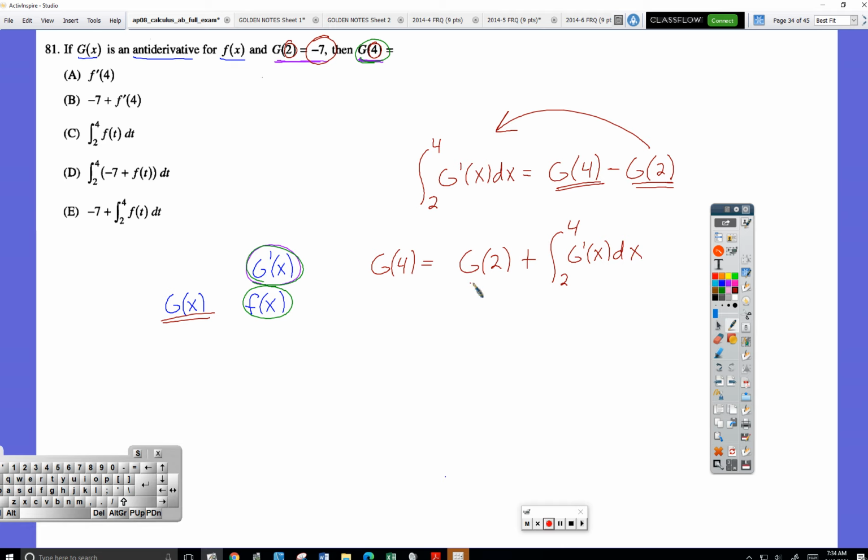Let's see, g of 2 is -7. So that means my g of 4 is going to equal -7 plus this integral. I look at the answers now and go, okay, now I see why they did it. g prime and f are the same thing, so there it is. Right there.